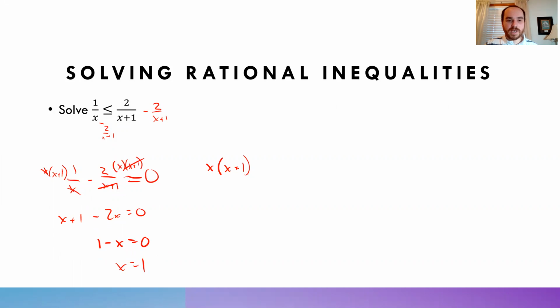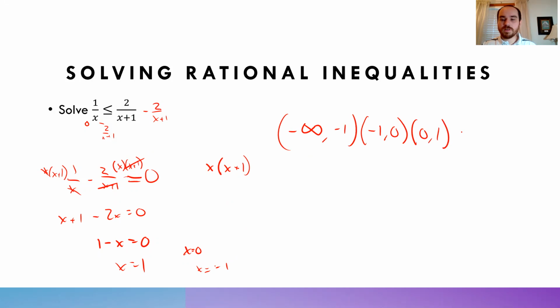solution. Now we can also check the points where our denominators are equal to zero or are undefined. In this one, it's going to be x equals 0. Oops, x equals 0 and x equals negative 1. So we should have intervals from negative infinity to negative 1, an interval from negative 1 to 0, an interval from 0 to 1, and an interval from 1 to positive infinity.